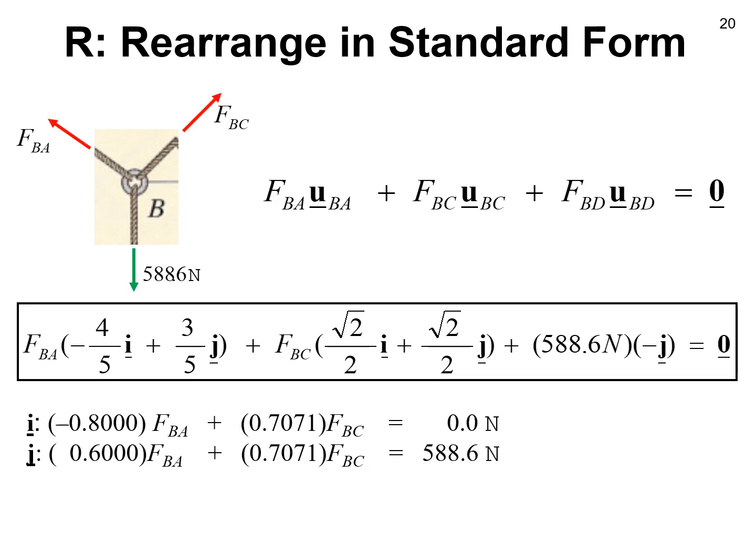I'll now put in terms of decimals. Negative 4/5 is negative 0.8, and that multiplies FBA. And then the square root of 2 over 2 is approximately 0.7071. That multiplies FBC, and that equals 0 in the i direction. And in the j direction, I've got 3/5 or 0.6 FBA plus 0.7071 FBC. And now, because I had initially negative 588.6 newtons j, I put that on the other side, and now it becomes plus 588.6 newtons.